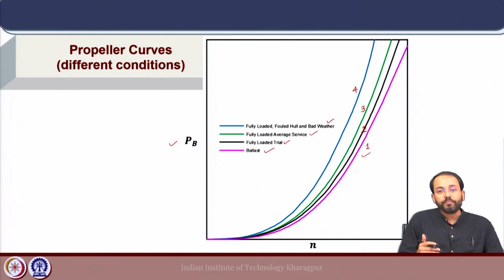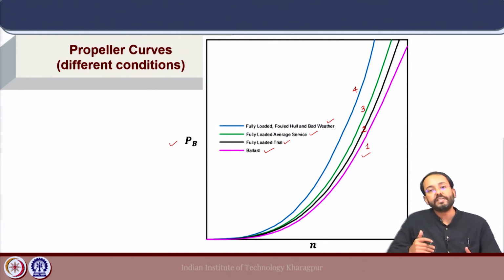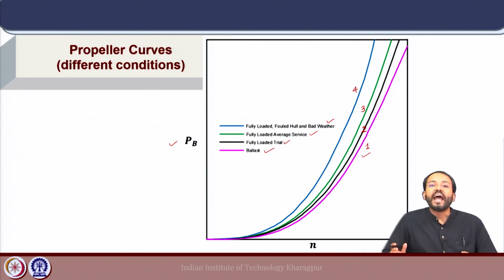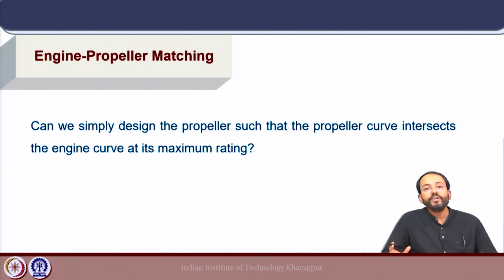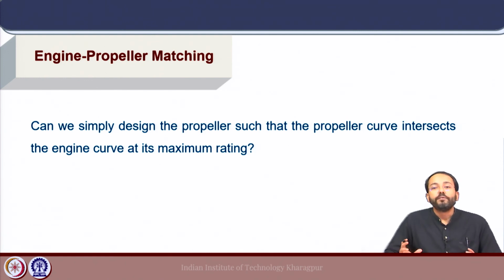Now, this is a set of propeller curves for a specific propeller and ship combination, and in doing engine propeller matching, we have to compare and match with respect to the engine characteristics. So, the question here is very simple: can we design the propeller such that the propeller curve intersects the engine curve at its maximum rating? Because any engine will have a maximum rated power. Can we just design it simply by matching the propeller curve to intersect the engine curve at its maximum rating?